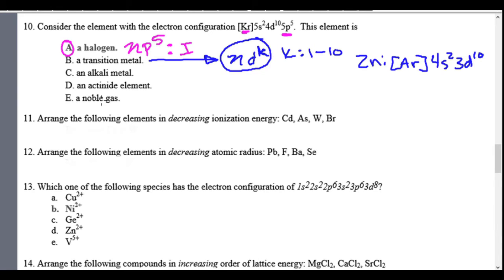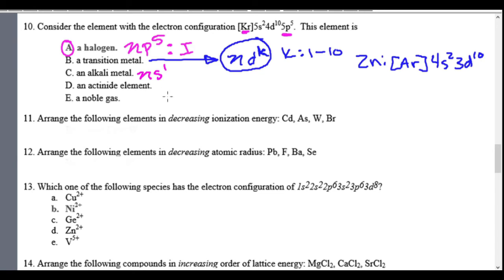For an alkali metal, that is everything in group 1. So everything will be n for your period number, and then s1. Looking at lithium, that would be 2s1. Potassium, 4s1. Sodium, 3s1. I think you get it now.